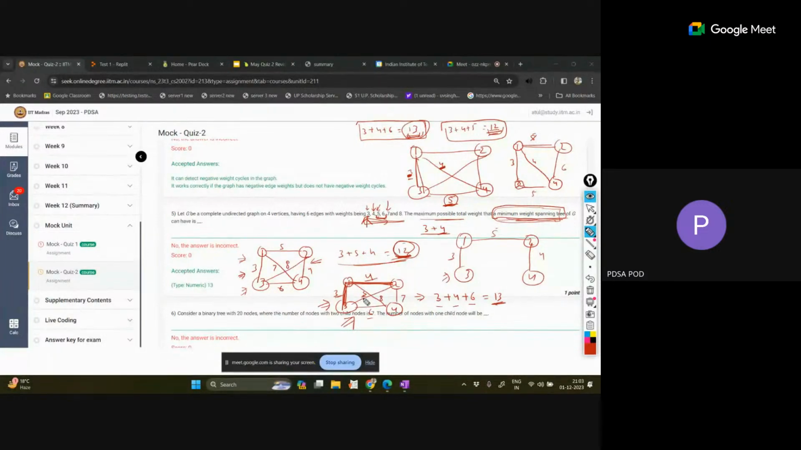If this 5 is coming, then we will select the 6. If any greater weight is coming, like 8, then we will not select it. We will select 3, then 4, and we will check the next greater. Suppose this is 5, so this will be selected. This will not create a cycle. So among all possible input graphs, you will get only either 12 or 13. So out of these two, what is the maximum? 13. Likewise, we have to conclude.